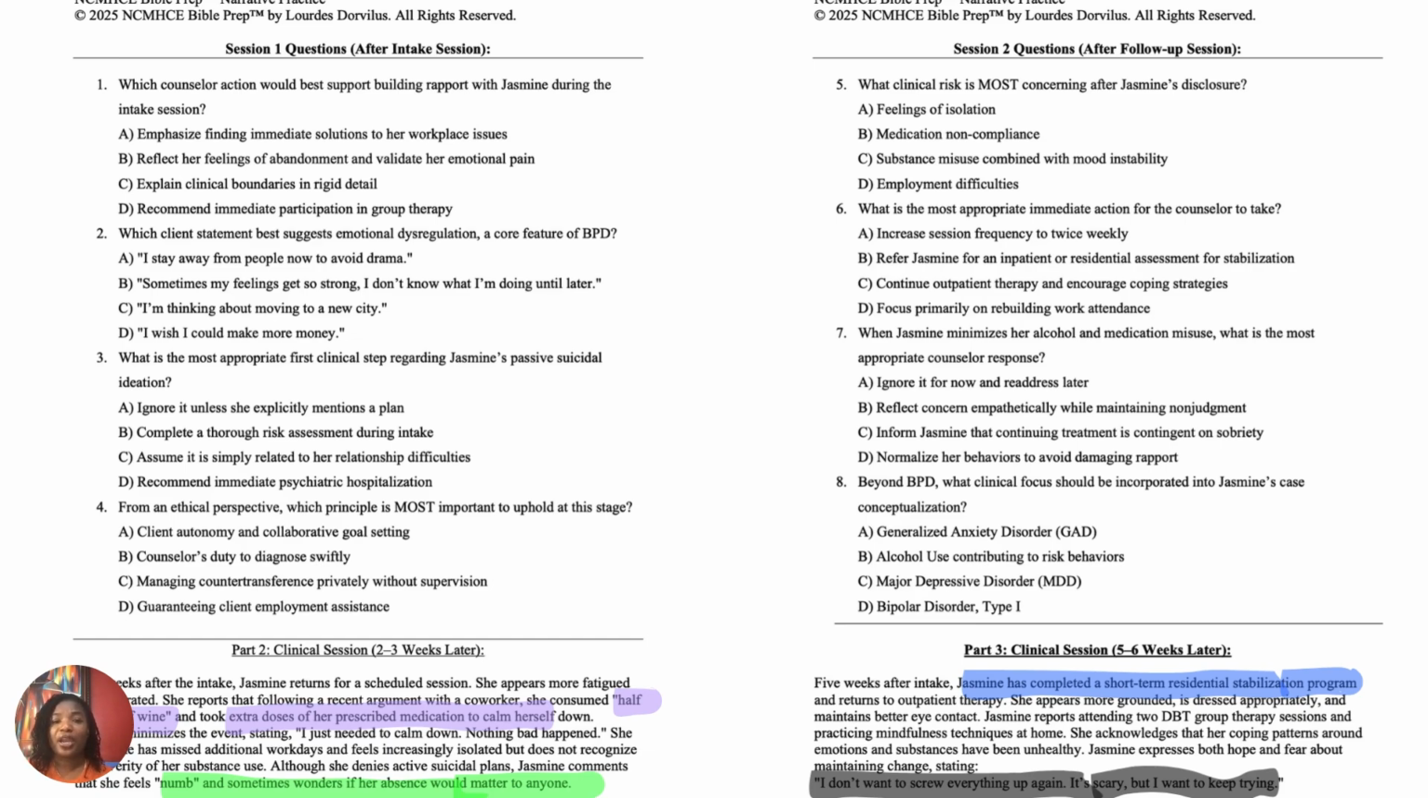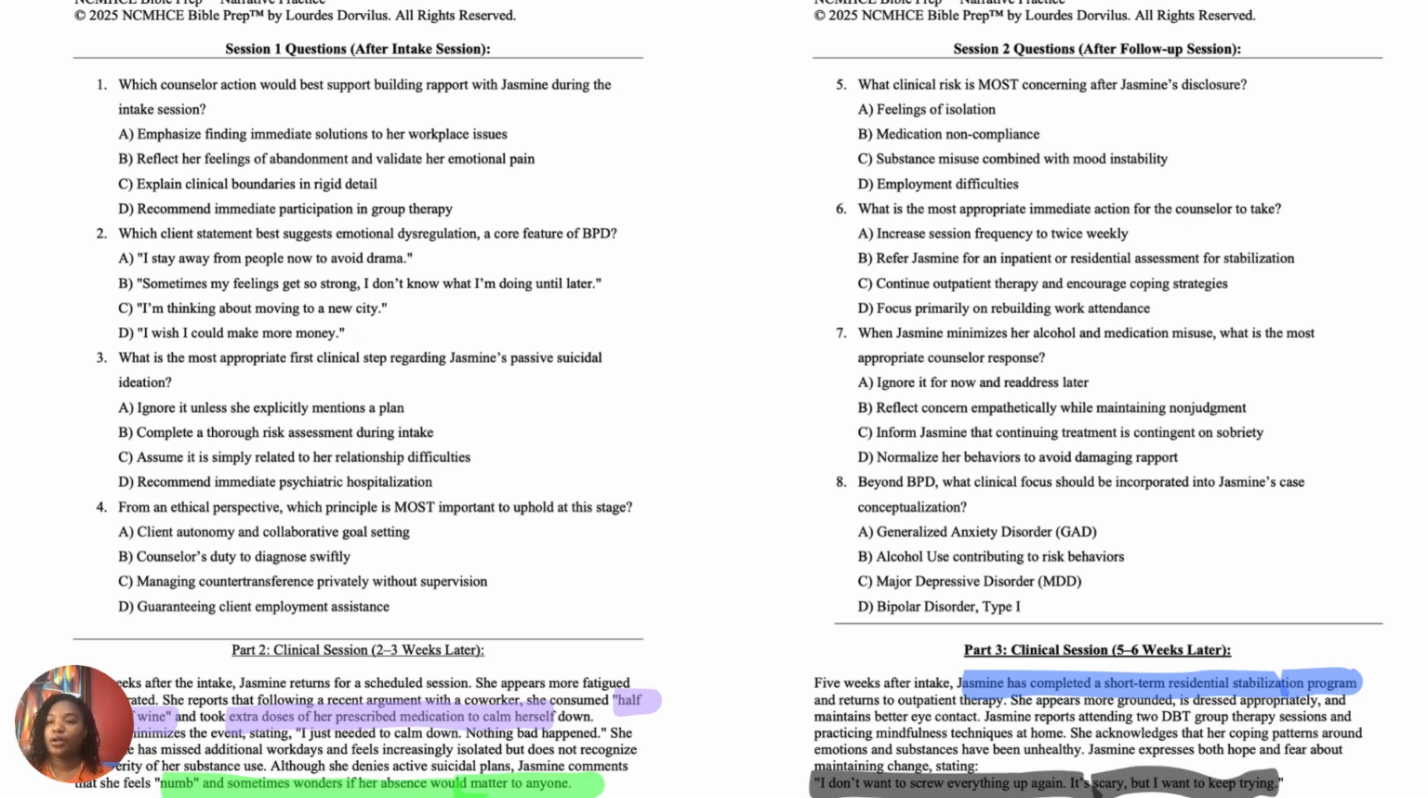Number 4, from an ethical perspective, which principle is most important to uphold at this stage? A, client autonomy and collaborative goal setting. B, counselor's duty to diagnose swiftly. C, managing countertransference privately without supervision. D, guaranteeing client employment assistance.